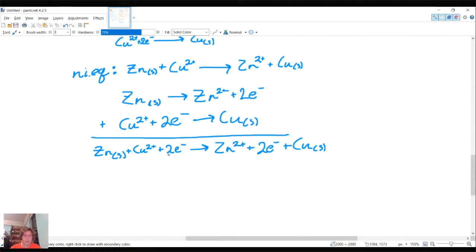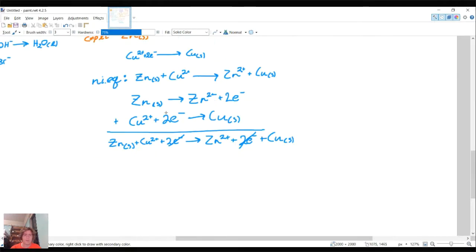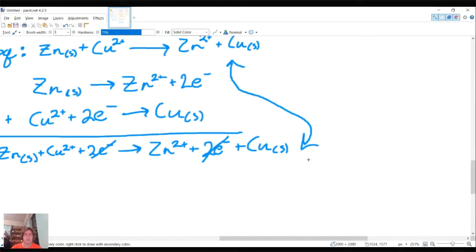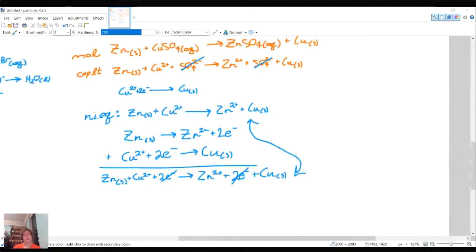The electrons actually don't do anything in the overall macroscopic state of things. So this and this are equivalent. There are 2 different ways to look at it. There's the net ionic way, and there's also the whole metal losing electrons. Good on you for catching the zinc losing the 2 electrons. That means you understand this stuff pretty well.